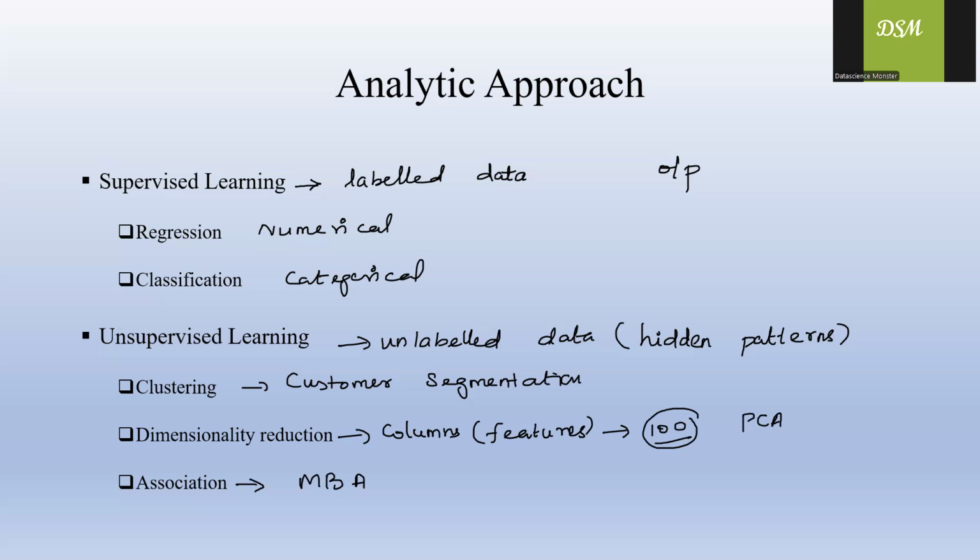So let me sum it up. Supervised learning involves label data, and there are two types, regression as well as classification. Unsupervised learning involves unlabeled data, and that includes clustering, dimensionality reduction, and association. I hope these concepts are very clear.